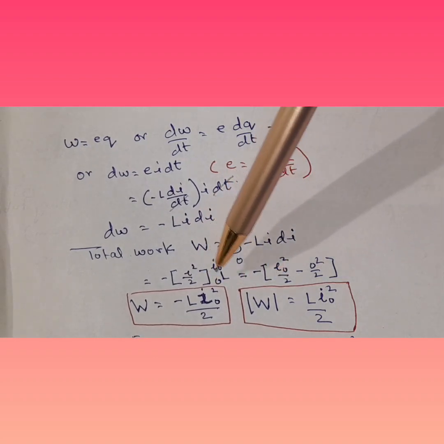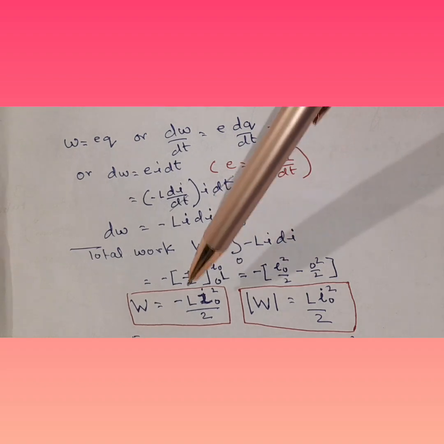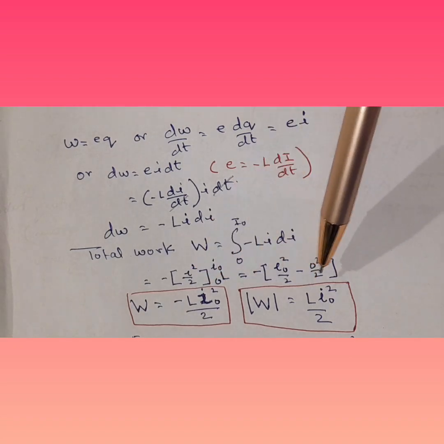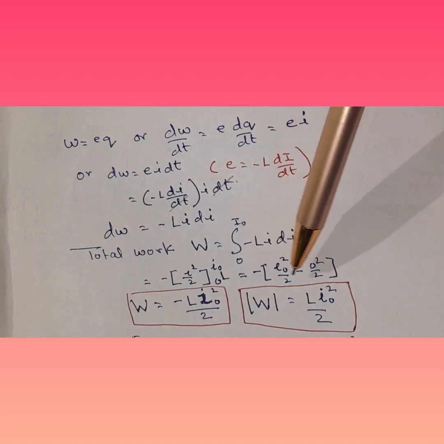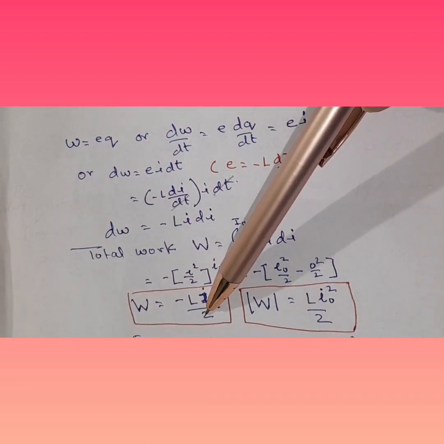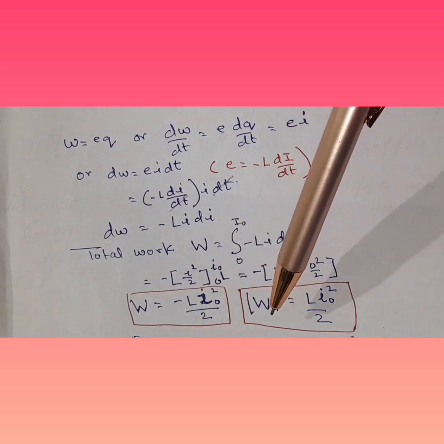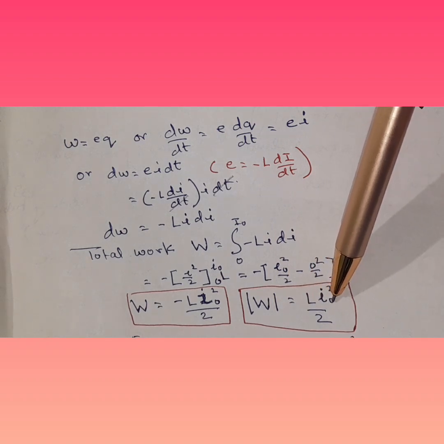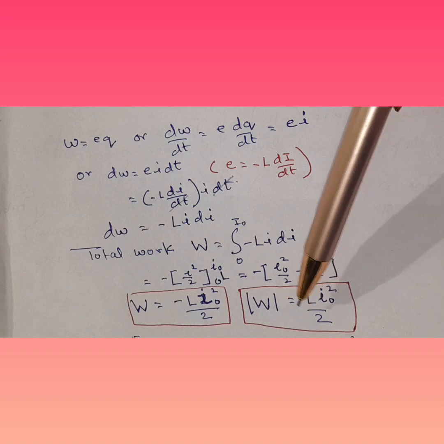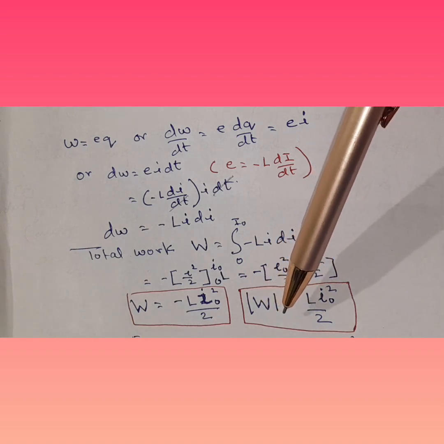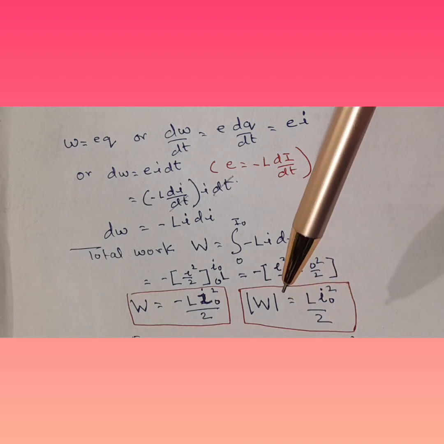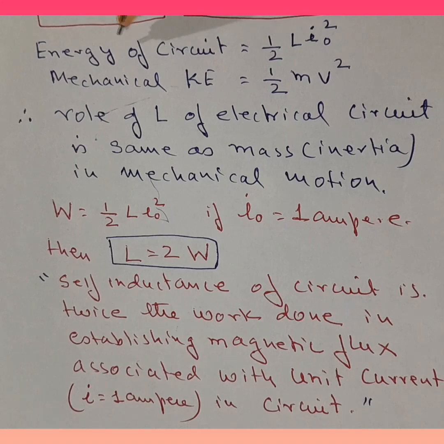When we substitute as per the law of integration, we get L I0 square upon 2 minus 0 square upon 2. So what ultimately we end up with is minus L I0 square upon 2. And if we talk in terms of magnitude, then W is equal to L I0 square upon 2, I0 is maximum current. So this is yet another formula which has got to be kept in mind for work in terms of self-inductance. Alright.